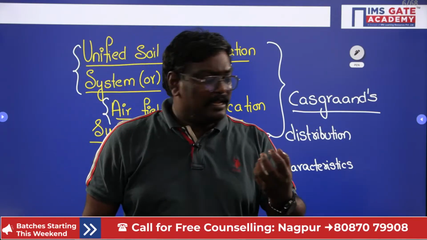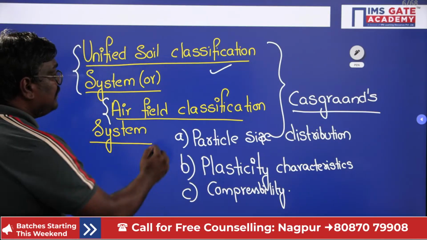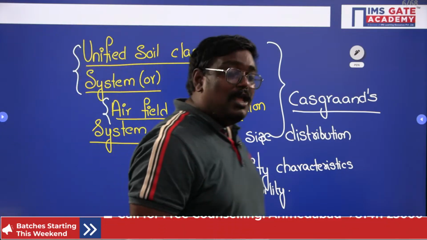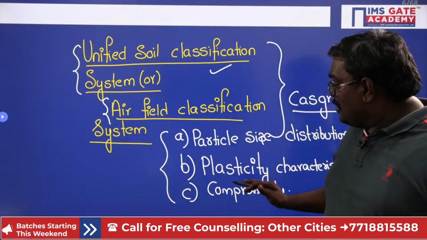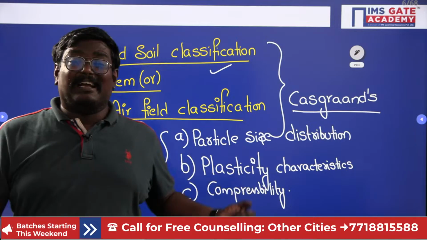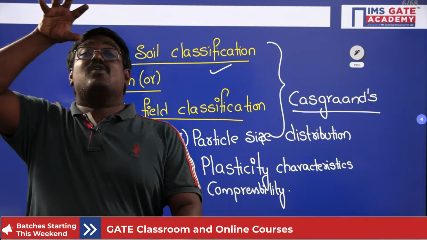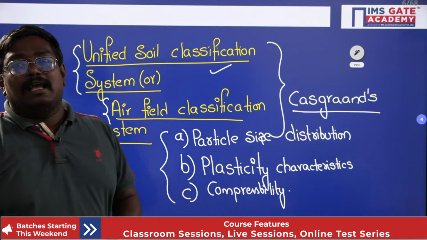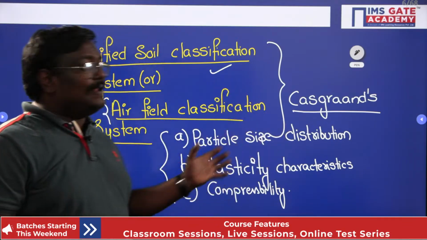Friends, are you following? Now here, on these three bases, we are going to classify the soil. One is the particle size distribution, another one is the plasticity, and another one is compressibility. What do you mean by compressibility? It is the removal of both air and water from the voids. Srujana, is it clear for you?